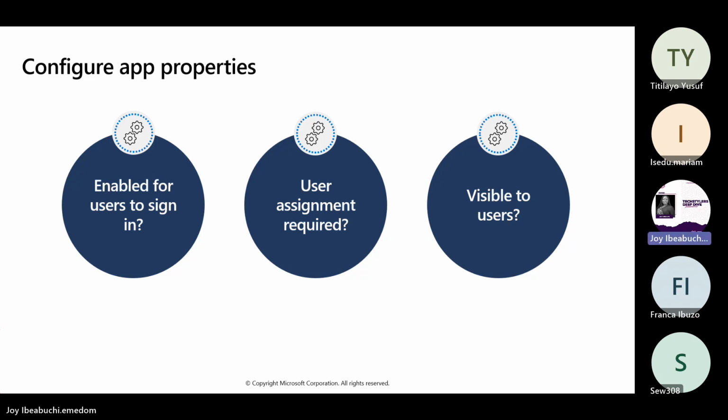So once a user is enabled for sign-in, that determines that the user has been assigned to an application. User assignment is what says, oh, this user can use this application, and visible to user shows whether the application would show on the user's portal. So these access rights are ways that you also grant access to people.